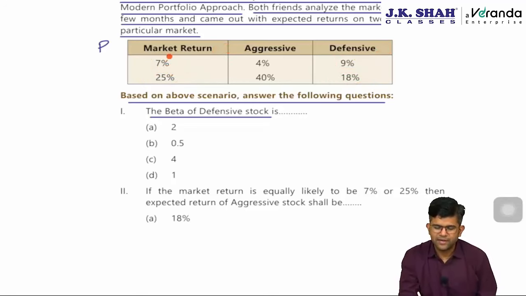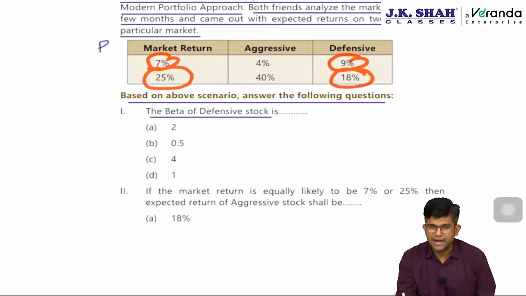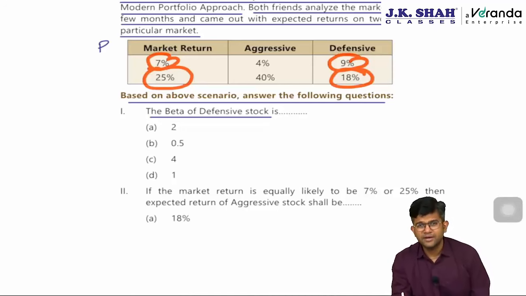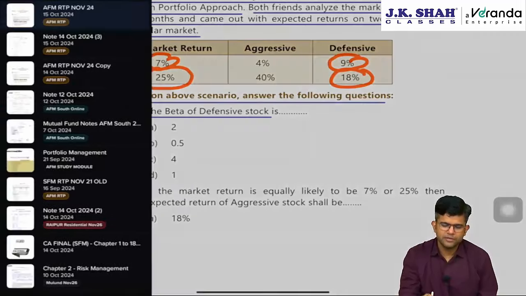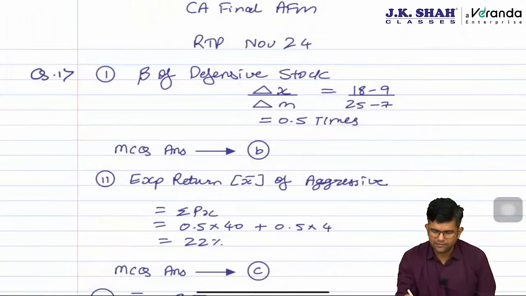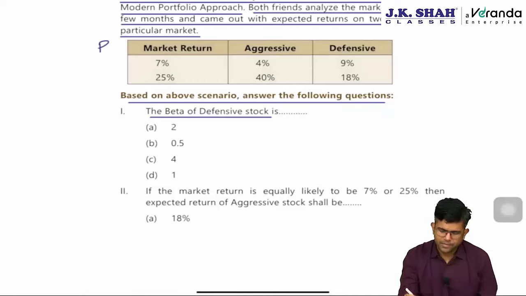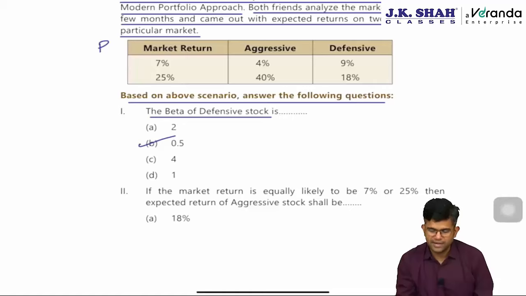Can you see that when the market moved from 7 to 25, that is by 18%, the stock moved from 9 to 18, that is by 9%. Therefore, the beta of this stock comes to 0.5 times. Beta of defensive stock is delta x upon delta m, and that is 0.5 times. So the answer to MCQ point number 1 is 0.5, that is B.